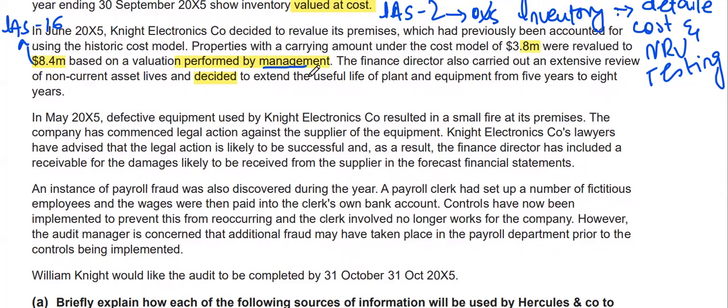Then the finance director also carried out an extensive review of non-current asset lives and decided to extend the useful life of plant and equipment from 5 years to 8 years. So this is a very important risk that she occasionally tests. You should first of all identify it, copy paste it on your answer screen, and then also suggest the applicable accounting standard here, which should be IAS 16 property, plant and equipment.